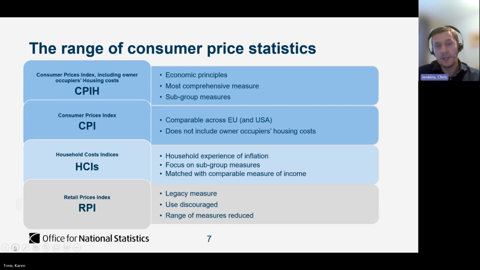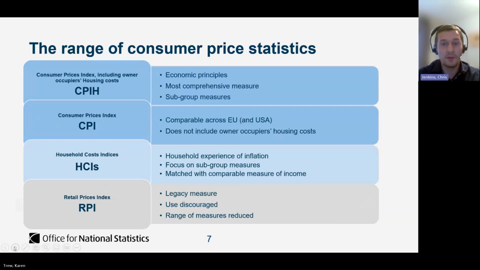So when we talk about inflation, we measure inflation using a price index. And we produce a suite of price indices at the ONS to measure inflation from the consumer perspective. As I said at the start, we do produce other measures of inflation, such as the house price index or the producer price indices. But what we're going to do today is focus on our range of consumer price statistics. So we have our headline measures of inflation. That's the Consumer Prices Index, including owner-occupier housing costs, also known as CPIH. And this is our most comprehensive measure.